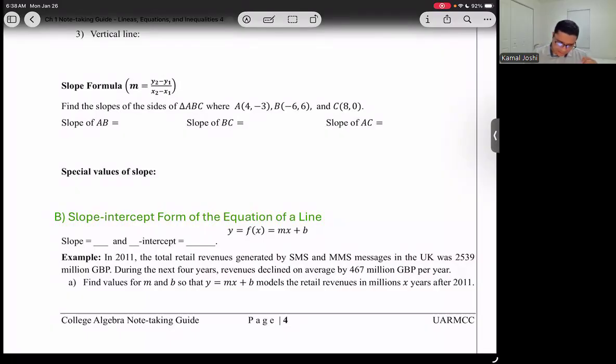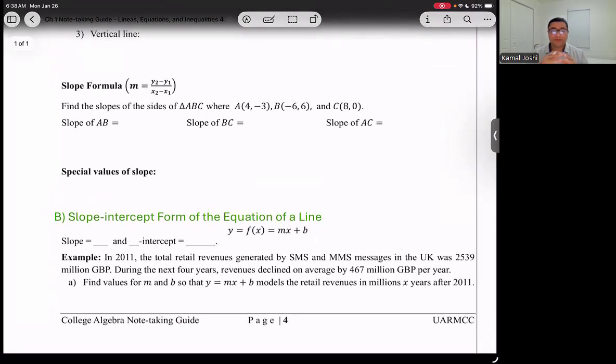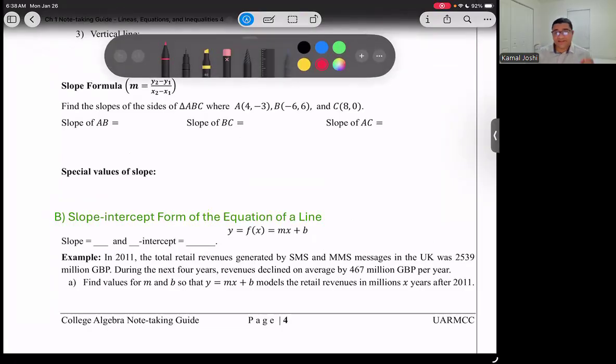Continue with our lesson 1.3. We are at the point where we will start solving some word problems, and the problems are based on the concept of the equation of a line in slope intercept form.